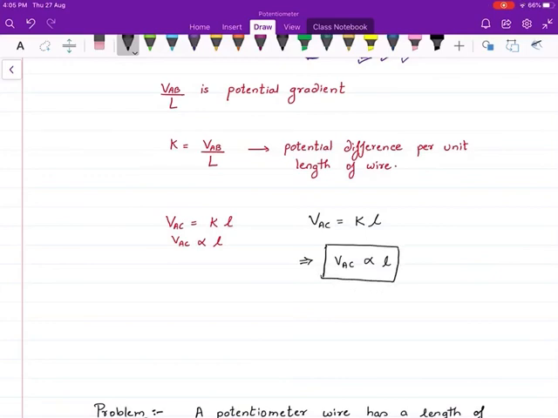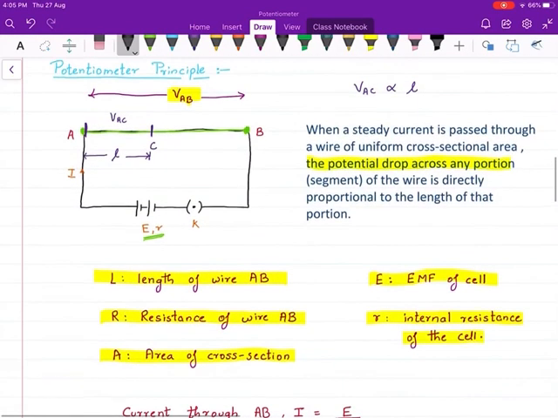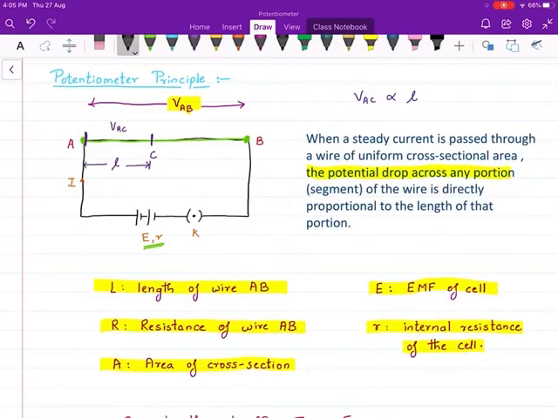Okay. Thus we have seen that this statement, what is given as the principle of potentiometer, is correct. We do get VAC is proportional to l. What does that mean? As you go on increasing the length of this segment of wire, the potential drop across it will go on increasing.